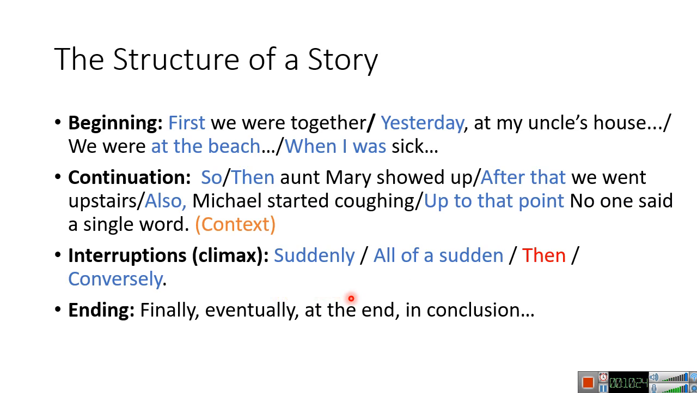All right, so that is the structure of a story. Of all of this, I need you please to remember continuation, because this is what most people get wrong. These are the words that are most important when you tell a story. Beginning is kind of easy, because you can say just first. For the ending, we just say finally. So let's keep it simple. Beginning, first, continuation, then interruption, all of a sudden, suddenly, ending, finally.